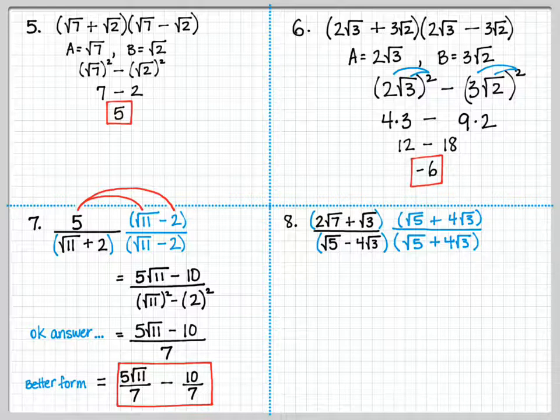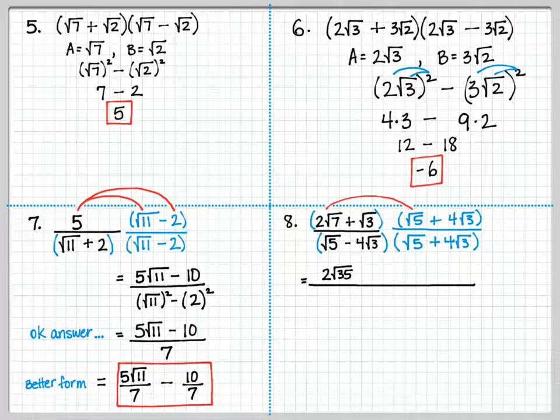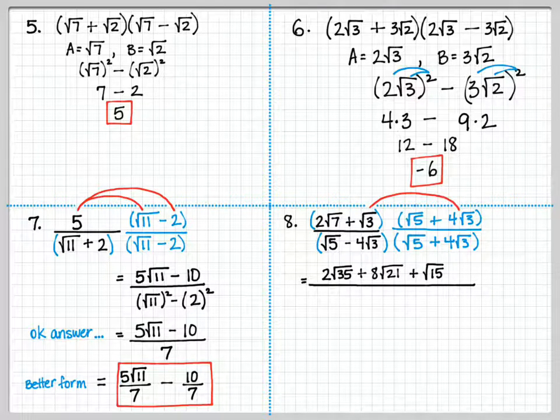A lot of distribution to go here. So I'm going to play this kind of quick. You're going to want to pause this several times to make sure you see what's going on. So I've got 2 root 7 times root 5, 2 root 35. Then I have 2 root 7 times 4 root 3, which is 8 root 21. Then I'm going to have root 3 times root 5, which is root 15. Then I'm going to have root 3 times 4 root 3, which is going to give me 12. That's going to be 4 times the 3.